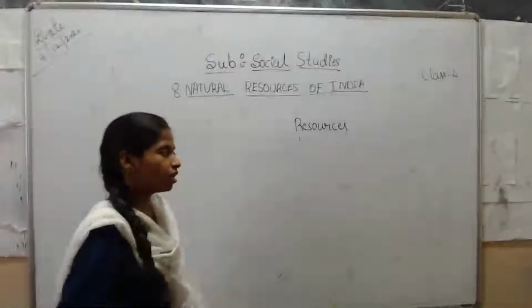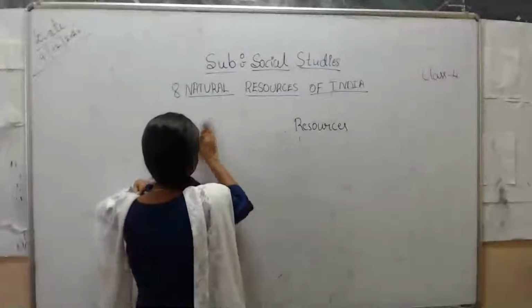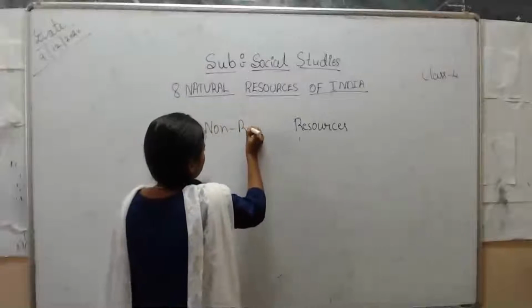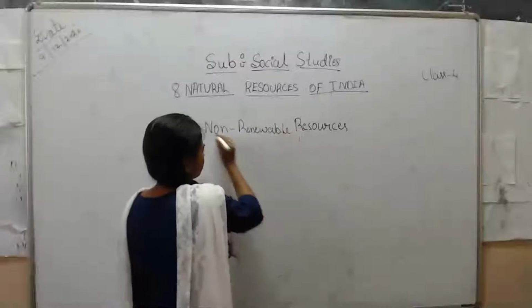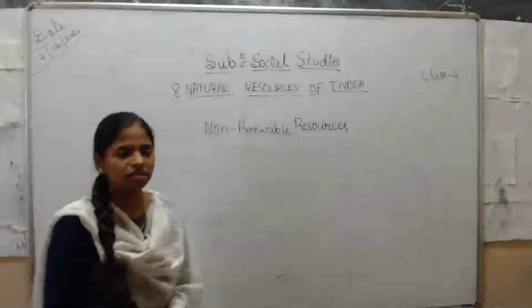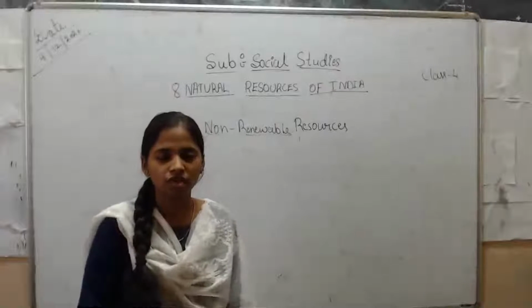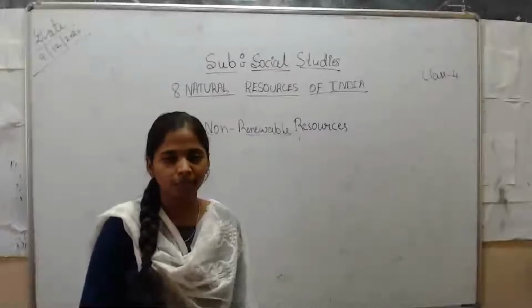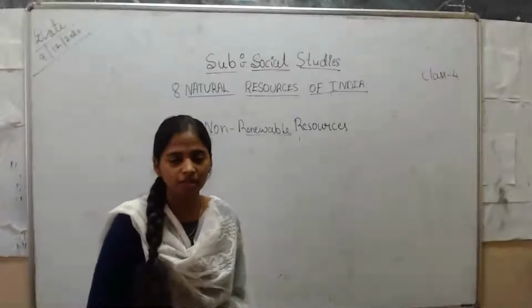Then the second one is non-renewable resources. Non-renewable resources, in the sense, are those that are exhaustible. They can be completely used up in your future generation. Hence we should use them very wisely. They can't be replaced, as I told you.